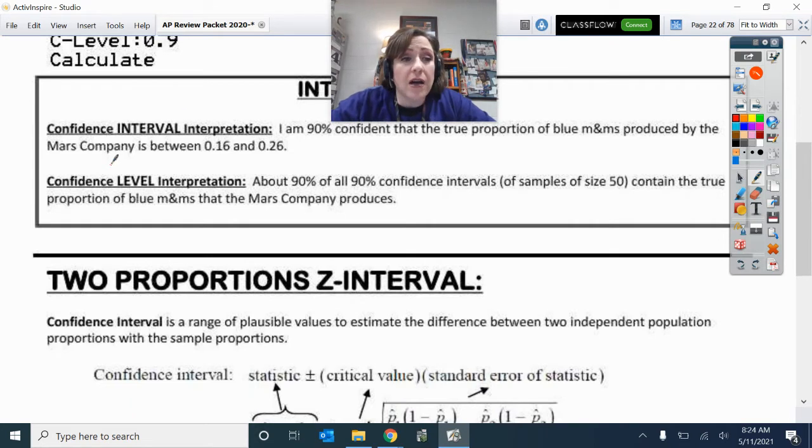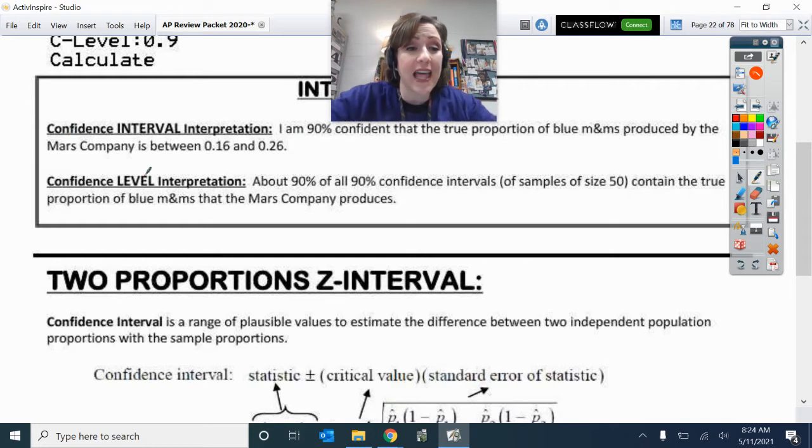And then you can read this interpretation. So the interval interprets, so when you finish a PANIC, you're saying, I am 95% confident that the true proportion of whatever is between this number and this number. So your interval interprets those numerical values that estimate that parameter.